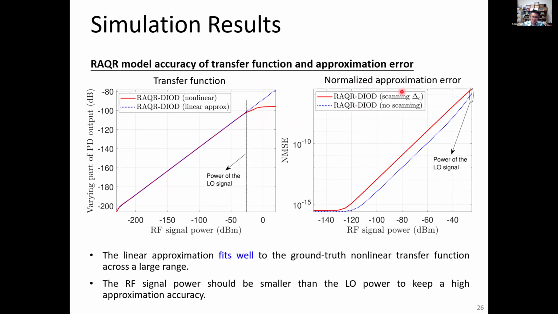Over here you can see the approximation error for our scheme. For most regions, you can see the error is quite small, like 10 to the power of minus 10. So this again confirms that our expression is matching quite well. The error is very small.